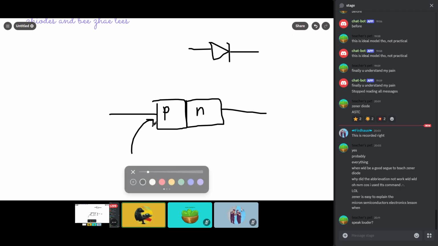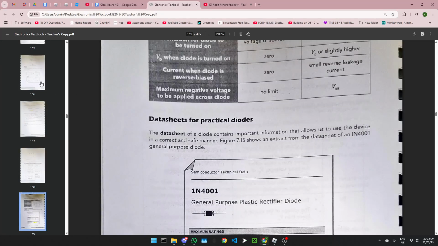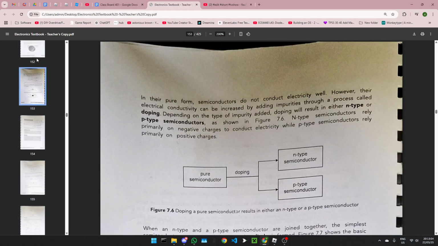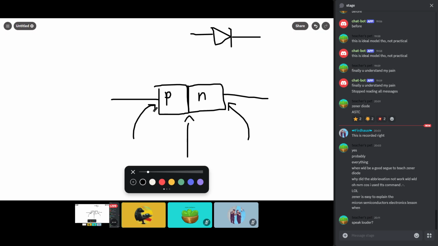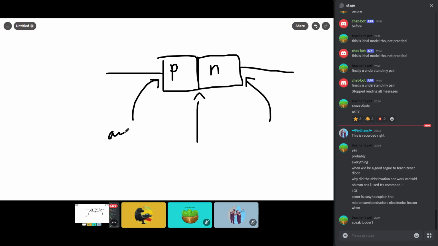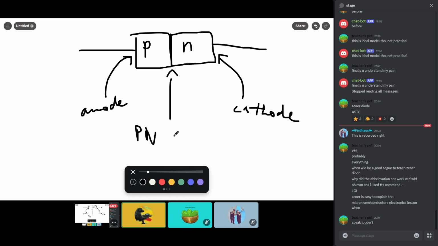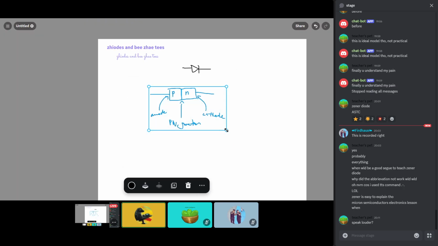And this is the anode, this is the cathode, and this is the junction. Yeah, that's the anode, okay. Cathode. And this is called the PN junction. So yeah, okay. Let me put this to the side.